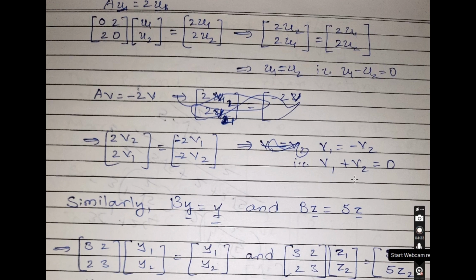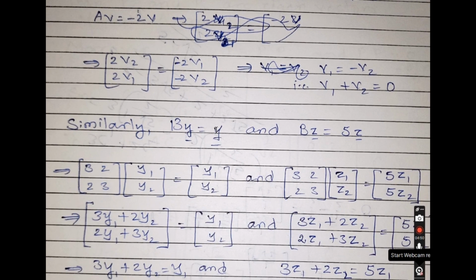Now let us try to understand this more. These are the equations which need to be fulfilled if we want to construct the eigenvectors corresponding to 2 and minus 2. Now similarly, let us see what happens to the matrix B. For the matrix B, we have BY equal to Y. The first eigenvalue was 1 and the second eigenvalue was 5. Suppose Y is the eigenvector corresponding to the eigenvalue 1 and Z is the eigenvector corresponding to the eigenvalue 5.